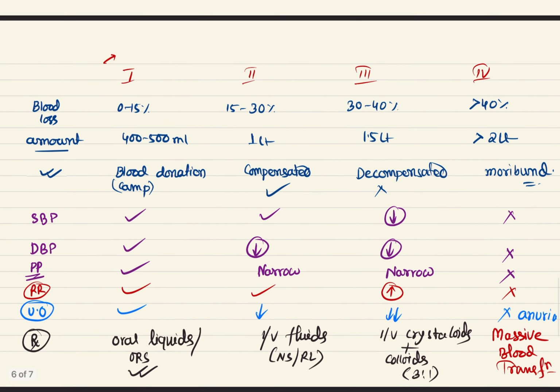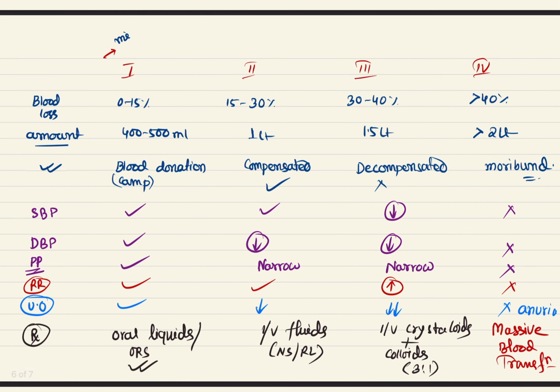So in stage 1, there is as such no complaint. The patient's mental status is normal. Mild dizziness can happen, but if there is mild dizziness, then you have to stop the donation. In stage 2, the patient will be thirsty and anxious. Stage 1 is just normal, you can remember. And in stage 2, the patient feels thirsty and is anxious. In stage 3, the patient is confused. And in stage 4, the patient is unresponsive and in coma.